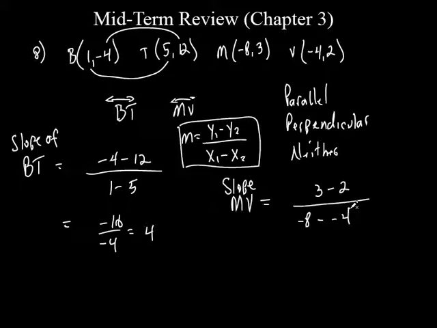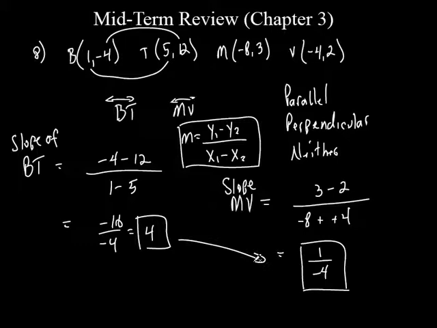You're going to have to find the slope a lot of different times, so it's important that you know how to find the slope. So let's figure out what this is. 3 minus 2 is 1. Minus a negative is plus, so -8 plus 4 is -4. So look at this slope. That's not my answer. I'm not really circling it for an answer. I'm just putting them in here so we can look at them.